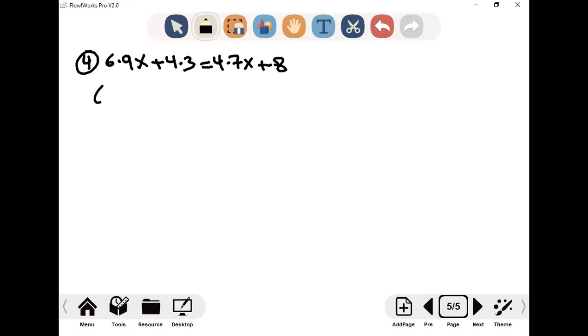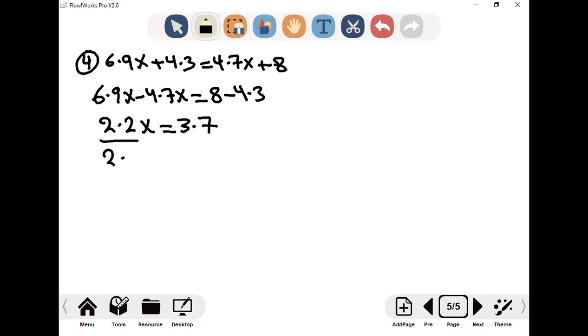Shift the x's together: 6.9x minus 4.7x equal 8 minus 4.3, right? 6.9 minus 4.7 is 2.2x, equal 8 minus 4.3. When we shift 4.3 here, it will be negative. So 8 minus 4.3 is 3.7, right? But I want x, so divide by 2.2 on both sides. x will be 3.7 divided by 2.2. Let's use the calculator.